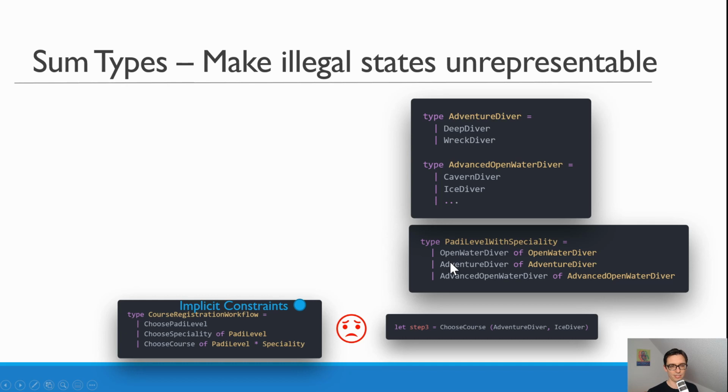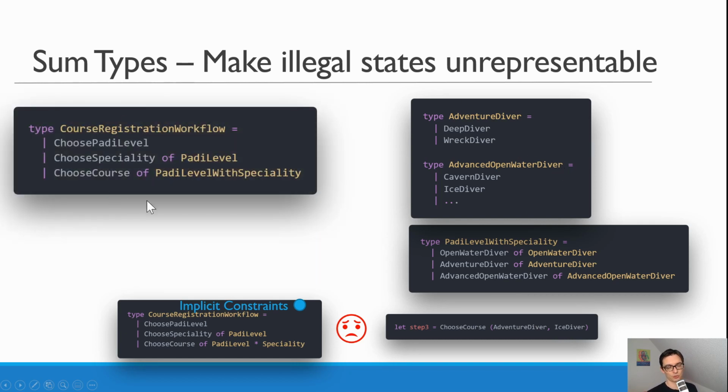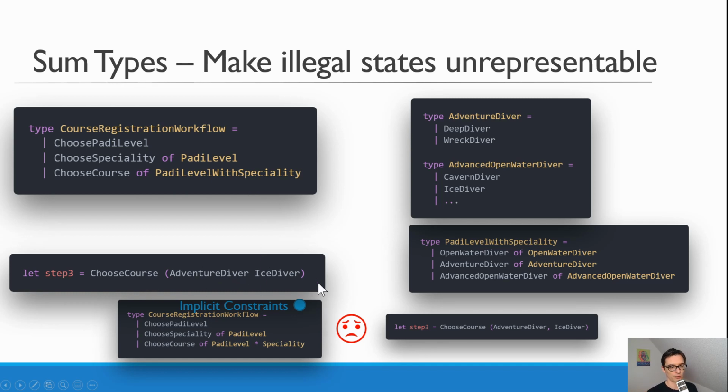So if we want to create an instance now of this party level with specialty, and we want to say that it's an adventure diver, we need to use the adventure diver type in here. We can't put the advanced open water diver in here and put the ice diver. It's not working anymore. So if we actually do this, we need to change the type of our course registration workflow here. And we say, okay, when we've reached the choose course one, then a party level is not enough anymore. What we then need is a party level with a specialty.